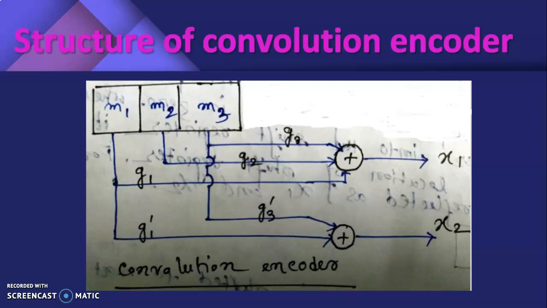Here we can say that capital M equals 3, K equals 1 and N equals 2, where capital M is the constraint length, which will be discussed in the next slide, K is the information bit stream and N is the output. Every time a new input bit enters the register, the value of the output will change.